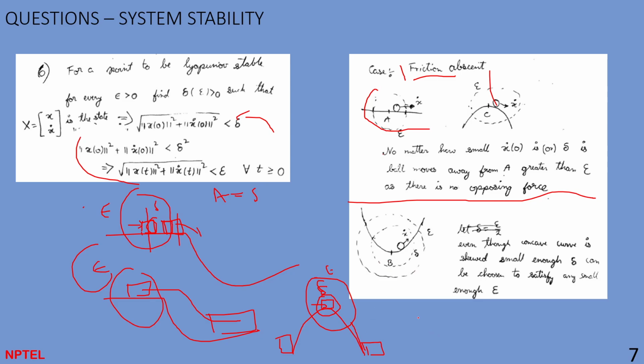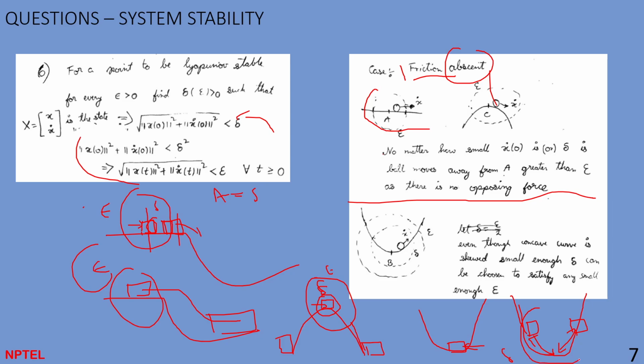Whereas if you consider B point, which is at this depth, you give a push here. So let's consider step by step. If the friction is absent here, what it means is that you have given a small push, which is delta. It will move a delta here, and it will come back due to gravity. So it will oscillate when there is no friction.